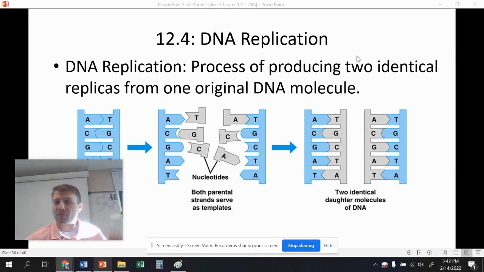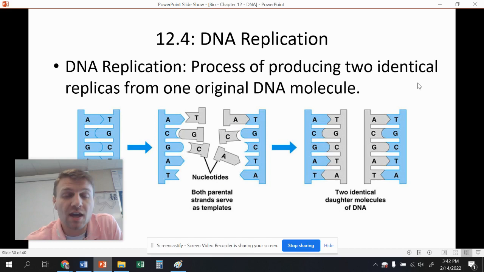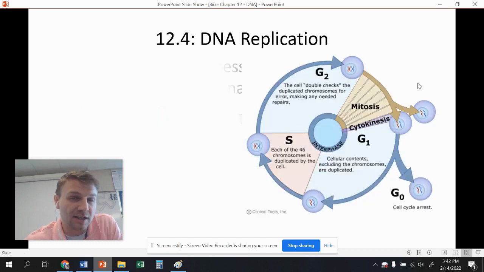So DNA replication, this is the process of producing 2 identical replicas from one original DNA strand. We talked about DNA replication when we were looking at mitosis. And if you remember, this occurs during the S phase. Remember that S phase where we're going to copy DNA?